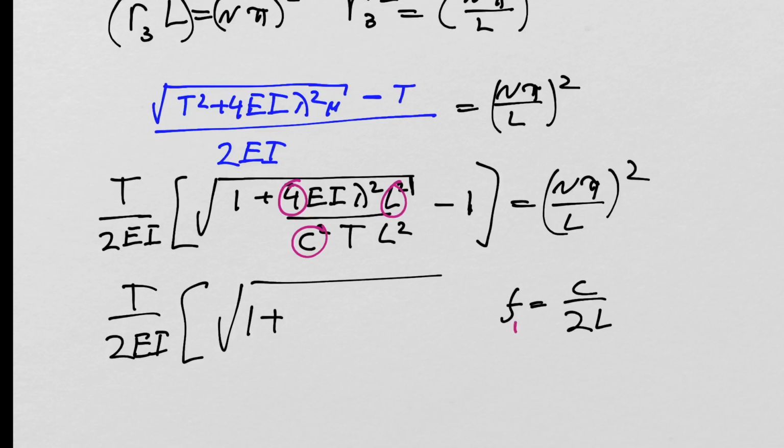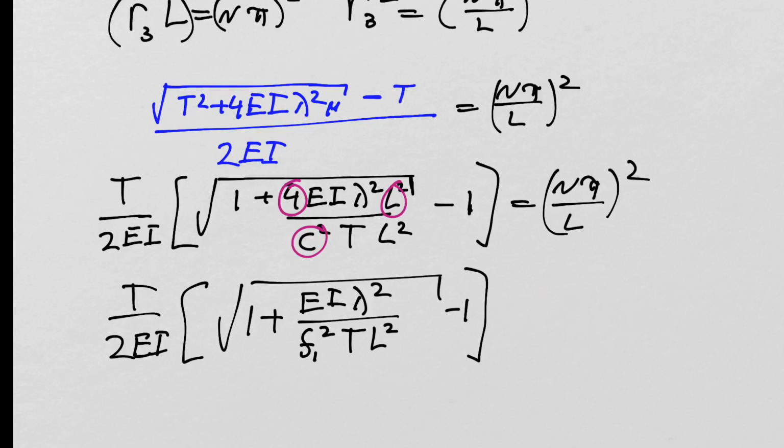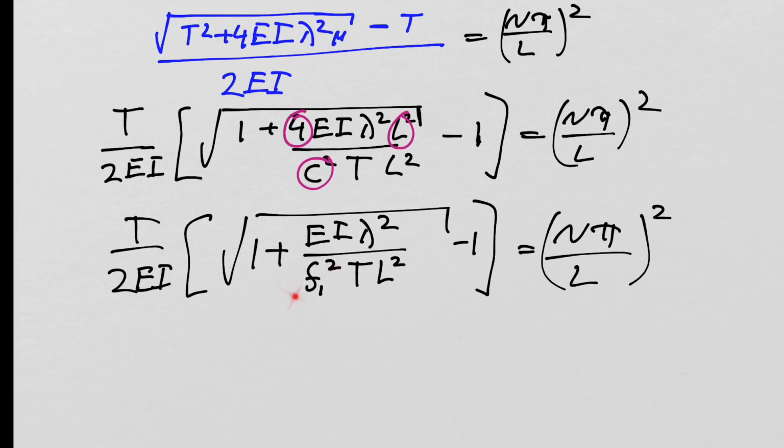So then that gives me EI lambda squared over F1 squared, because remember it's c squared L squared over 4, and F1 is c over 2L, times T, the tension, times the scale length squared, minus 1, right? So I'm trying to put these things in terms of things that are a little more intuitive, things that we know about. We know the fundamental frequency, for example. We know this very well. But remember, we're still after lambda. So this is just sort of house cleaning right now.